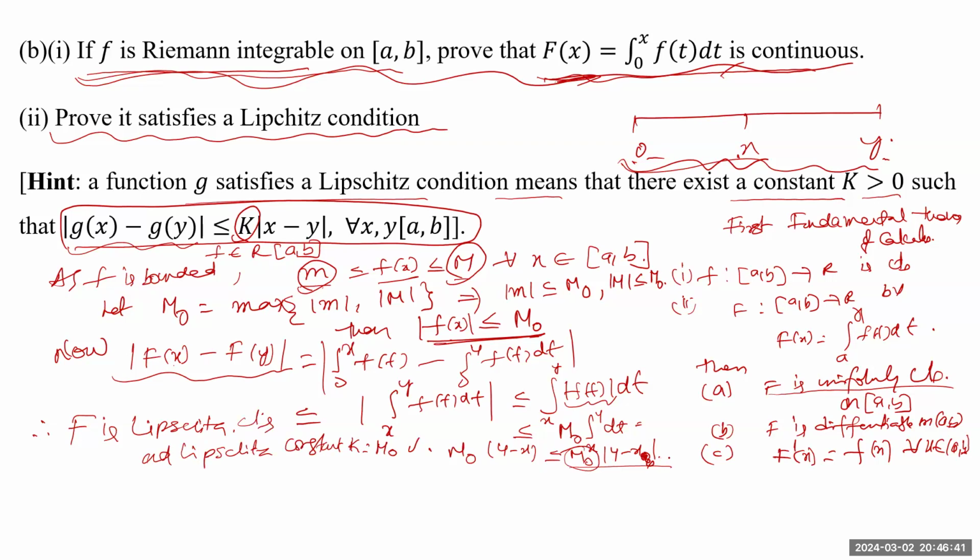Once F is Lipschitz continuous, then it is uniformly continuous. You can take delta equal to epsilon by M naught. Then this is less than epsilon by M naught times M naught, so M naught will be canceled, and you get less than epsilon. So Lipschitz continuous is always uniformly continuous, and hence it is continuous, right? So once you prove this, then capital F is automatically continuous, right? So any doubt?